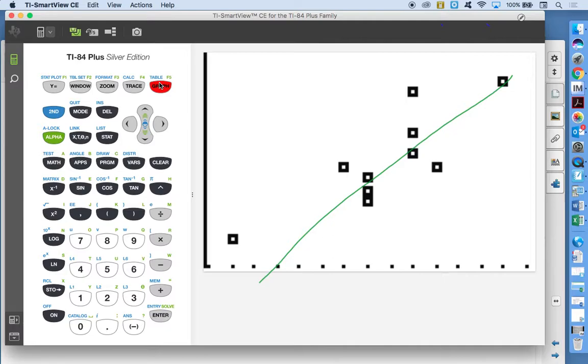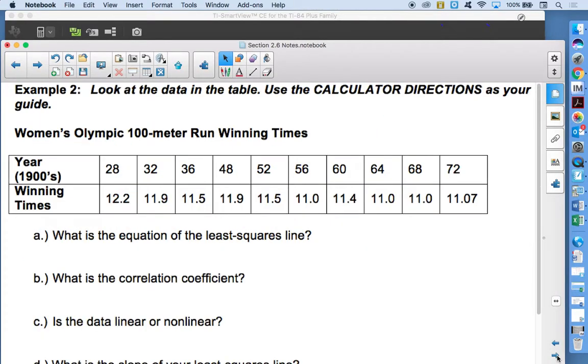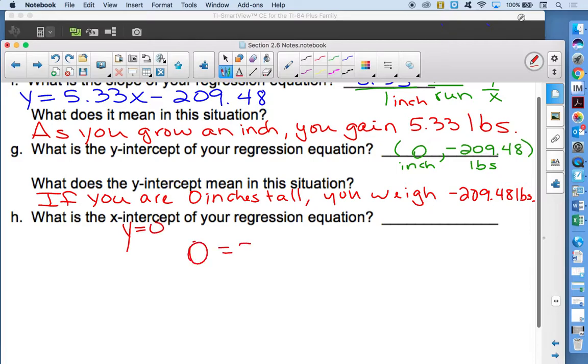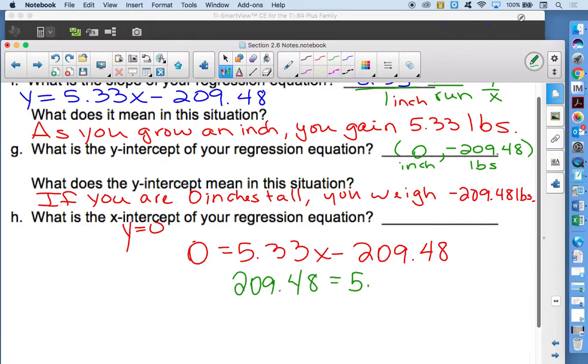The last question on there wants you to find the x-intercept. So how could we find an x-intercept? To make y 0. Yeah, just make y 0. So 0 equals 5.33x minus 209.48. So anytime you want an x-intercept, you make y 0. If I want a y-intercept, we make x 0.